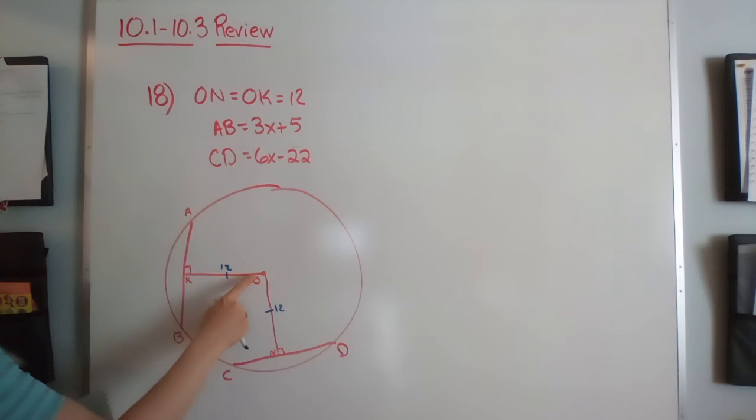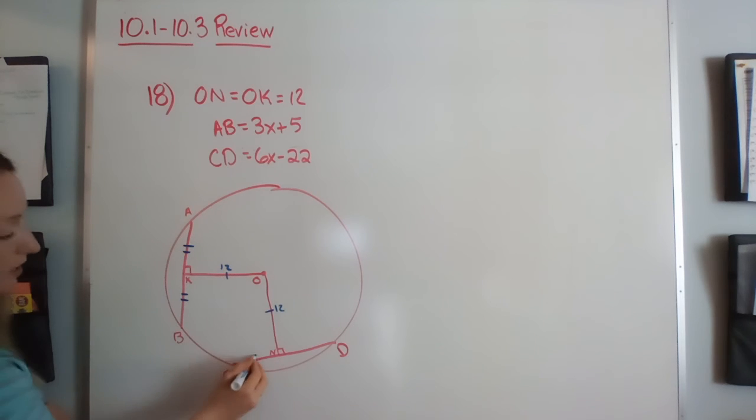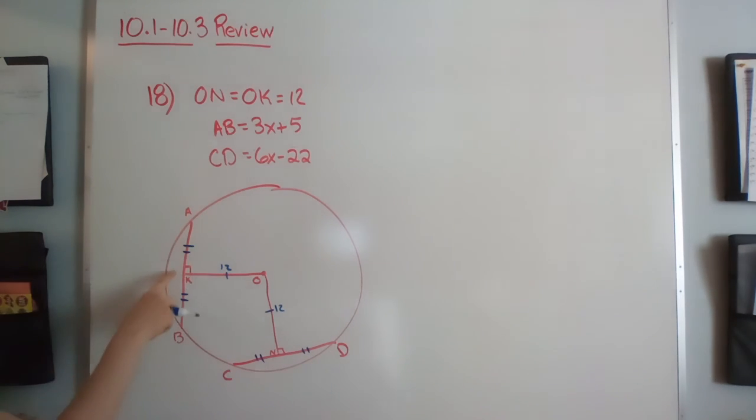Also, we learned that when you have this segment perpendicular to the chord, it's bisecting the chord. So I can put 2 tick marks on all 4 of those little segments because AK, KB, CN, and ND are all congruent to each other.